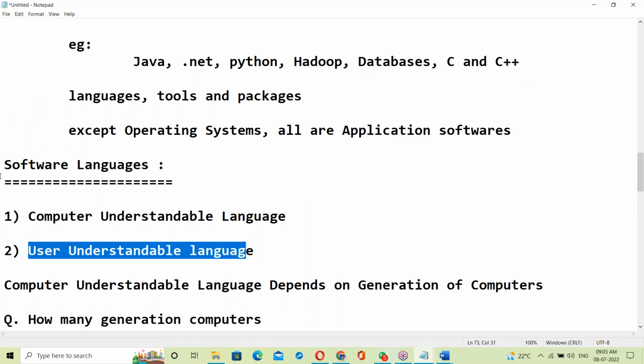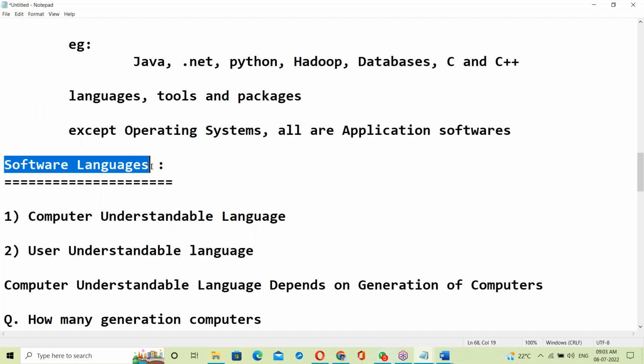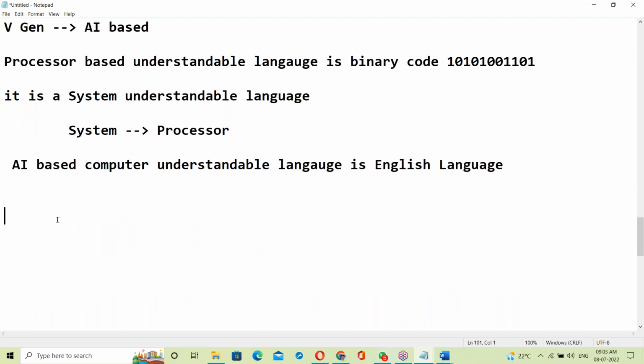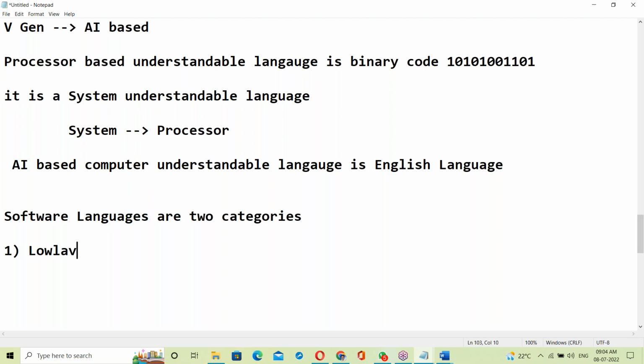So software languages are of two categories. First one, low level languages. Second one, high level languages.